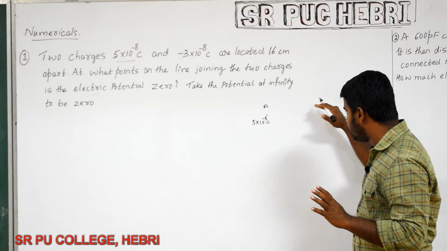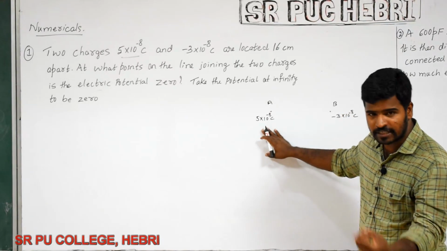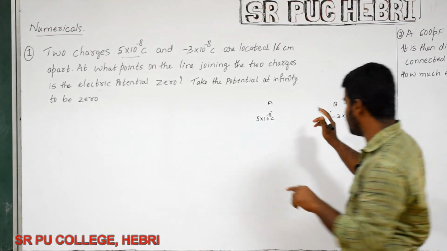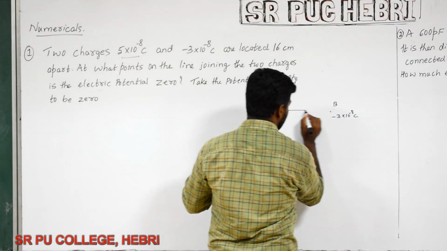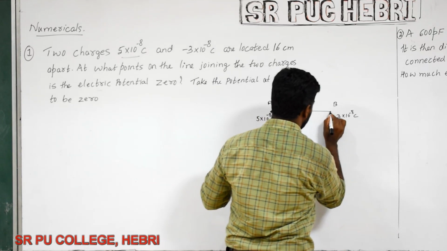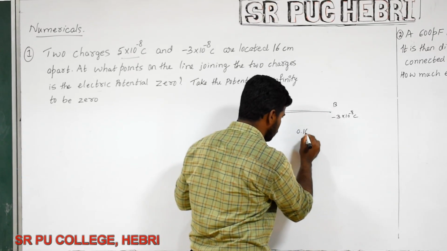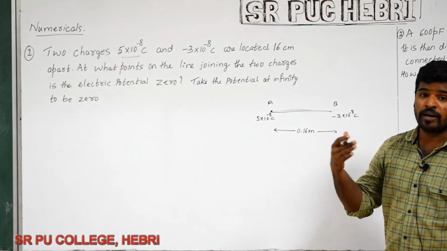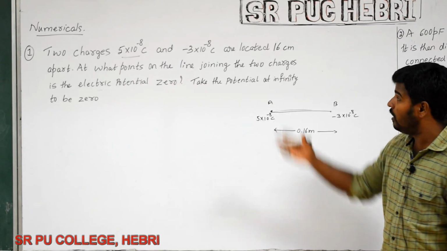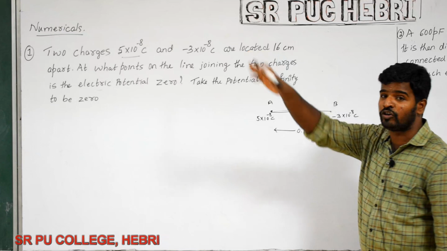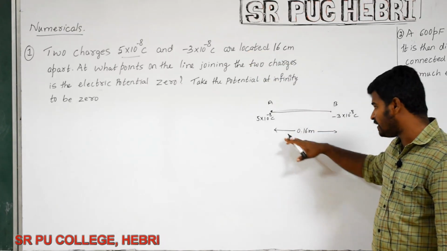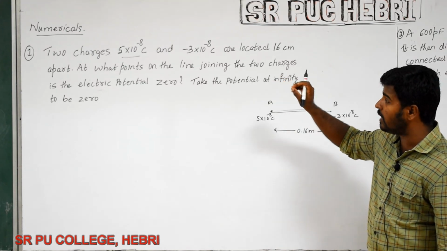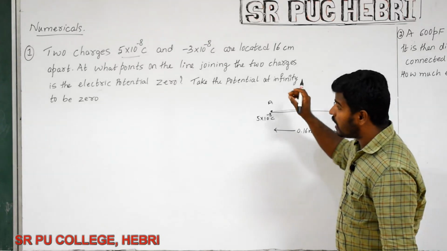At the points A and B we have placed the two charges, 5 into 10 raised to the power minus 8 coulomb and minus 3 into 10 raised to the power minus 8 coulomb. These two charges are separated by a distance of 0.16 meter. The reason is that the given condition is 16 centimeter, which you have to convert into meter: 16 divided by 100, that will be 0.16 meter. Is it clear?